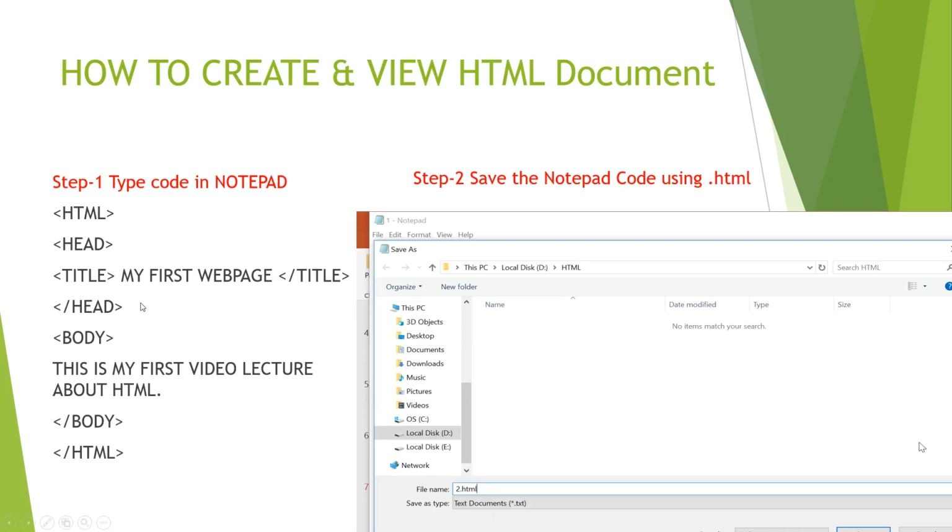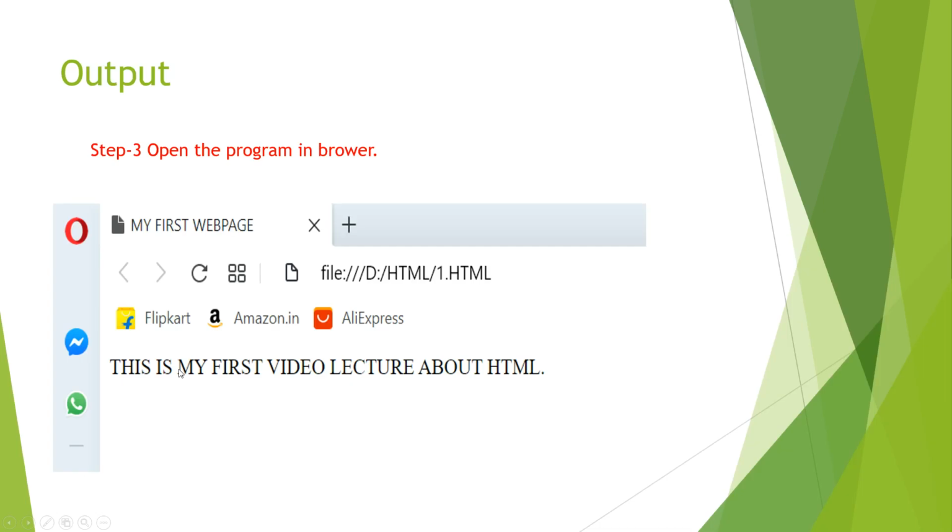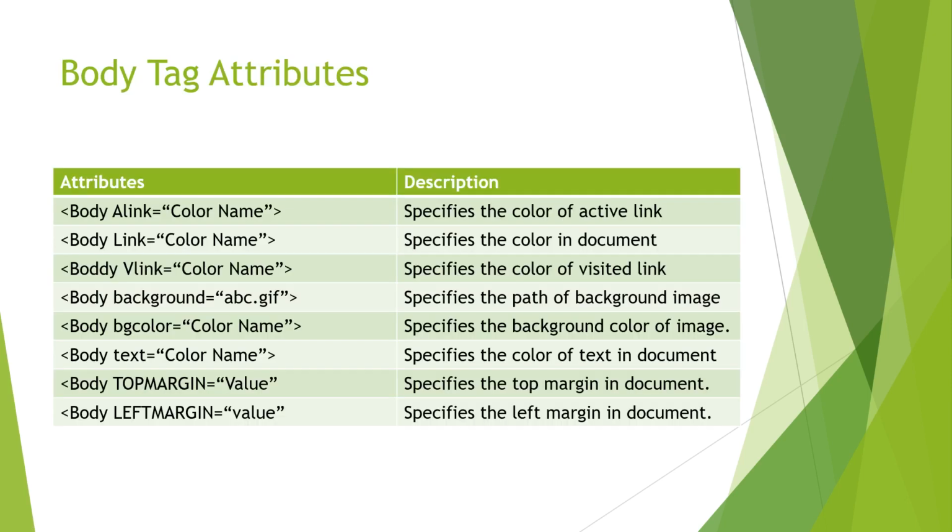According to the program, in the title I have written my first web page. In the body I have written this is my first video lecture about HTML. So the output will be the title and the body. The title is my first web page and the output is this is my first video lecture about HTML. So this is the basic program, the first program about HTML.